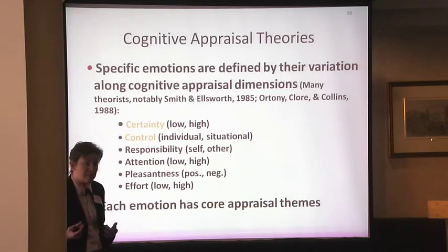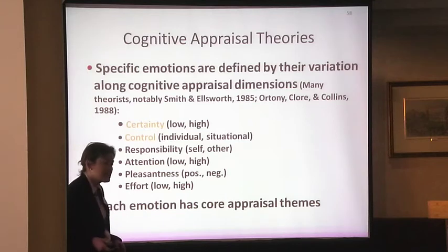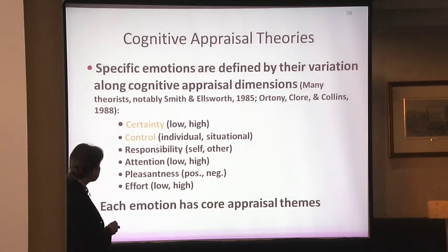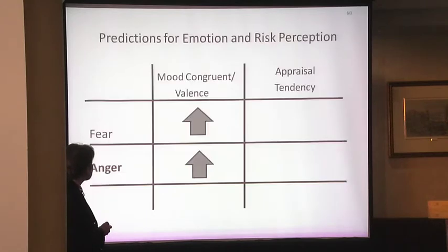And then control: anger is associated with the belief that individuals are in control. This bad thing happened because you did it. Whereas fear is much more situational. And so we take those differences and we put them together in predictions.